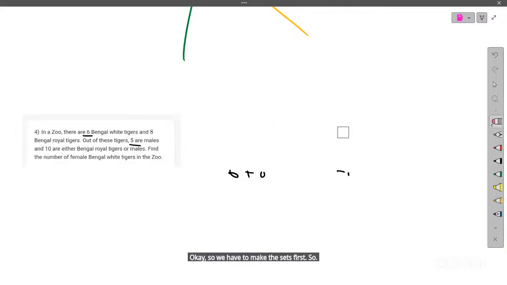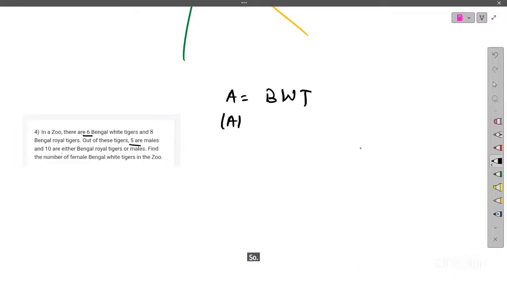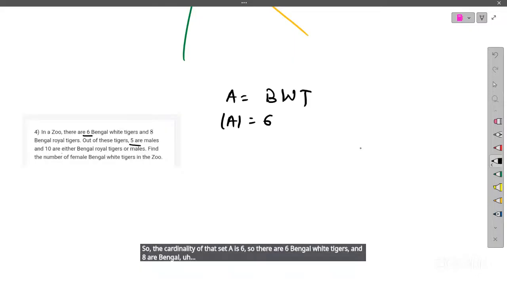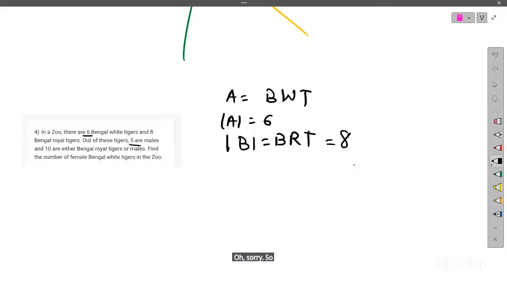Suppose I represent set A as the Bengal white tigers. So the cardinality of set A is 6. There are 6 Bengal white tigers and 8 Bengal royal tigers, right? So suppose set B is the Bengal royal tigers, which is equal to 8. So in total, the cardinality of A union B, sorry, the total number of tigers is 8 plus 6, which is 14.